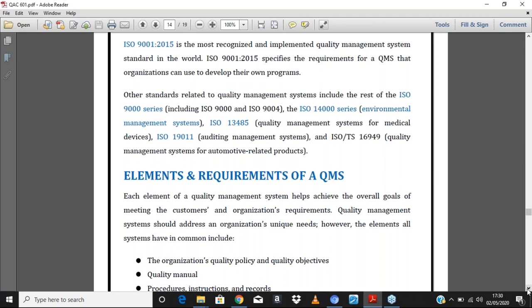The ISO 14000 series has to do with the environment. Okay, the quality systems are in series depending on which area you're dealing with. So ISO 13485 is the quality management system for medical. ISO 19011 is for auditing management systems. ISO 16949 is the quality management system for automotive and other related products. So it's in different categories and different layers.